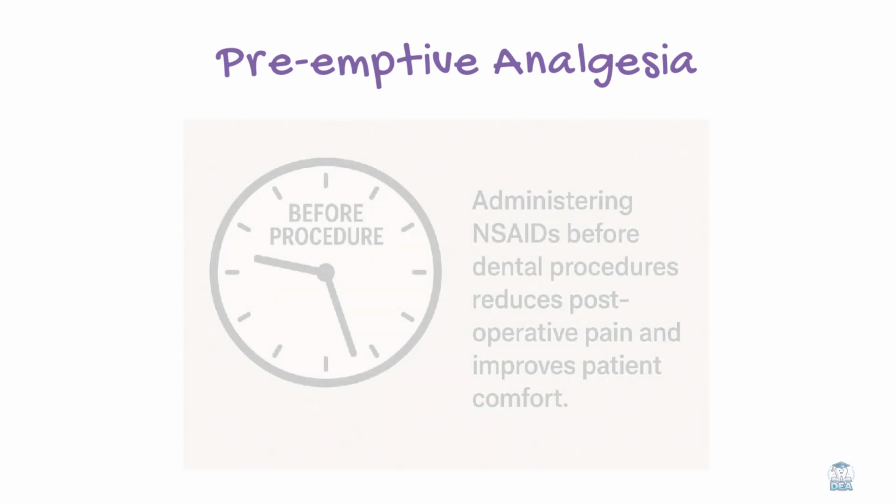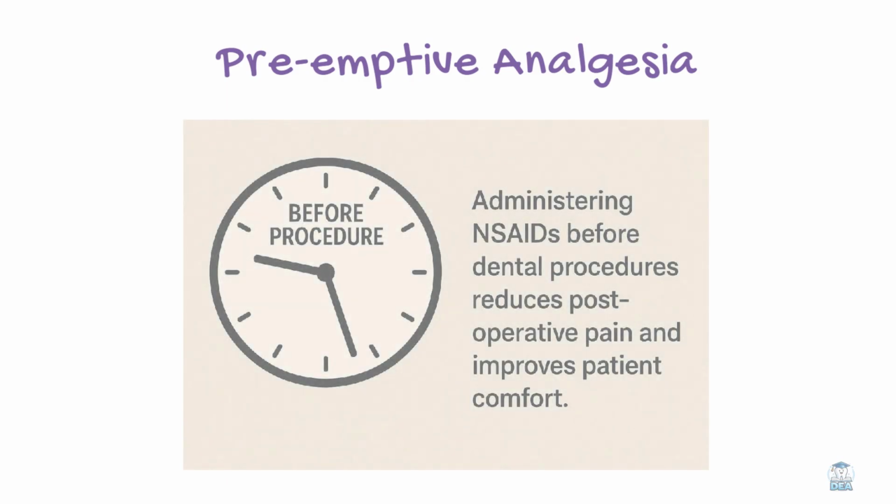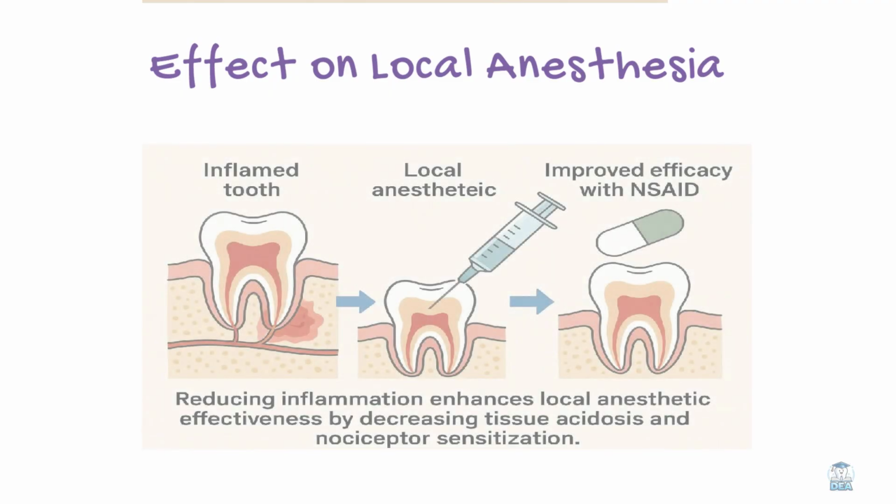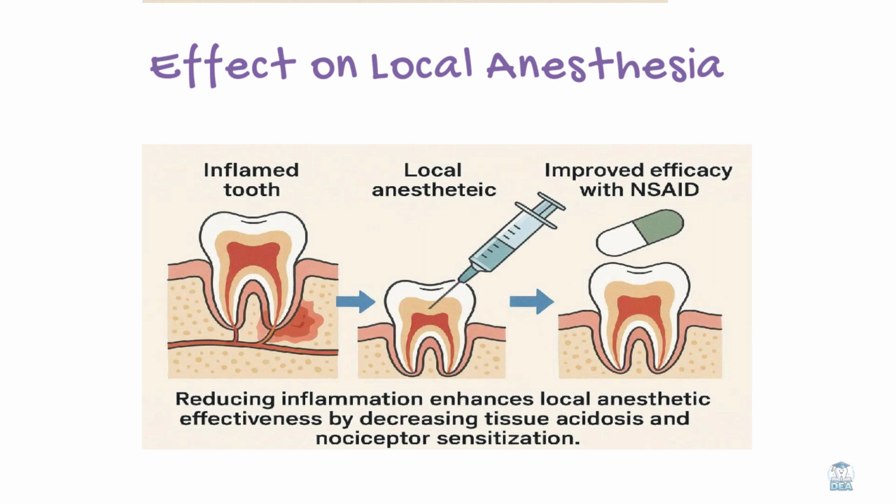Pre-emptive analgesia involves administering analgesics before a dental procedure. This approach reduces postoperative pain and improves patient comfort. Reducing inflammation before treatment enhances the effectiveness of local anesthesia. This occurs because inflammation lowers tissue pH and sensitizes nociceptors, which can reduce anesthetic efficacy.